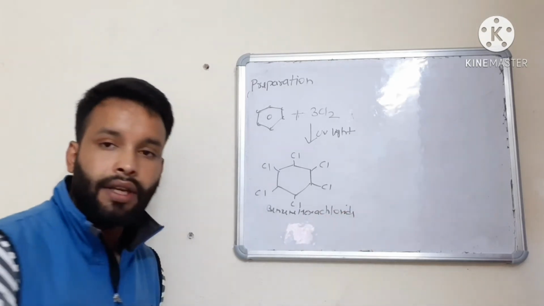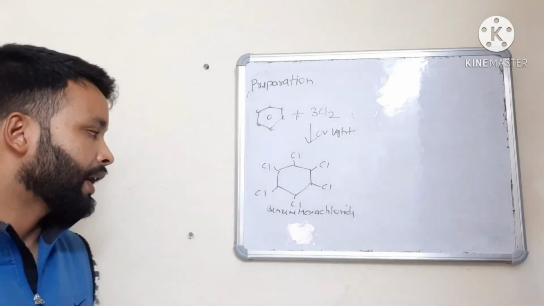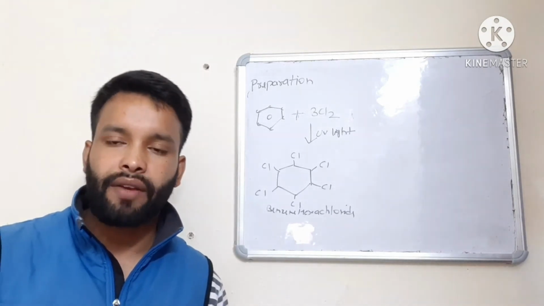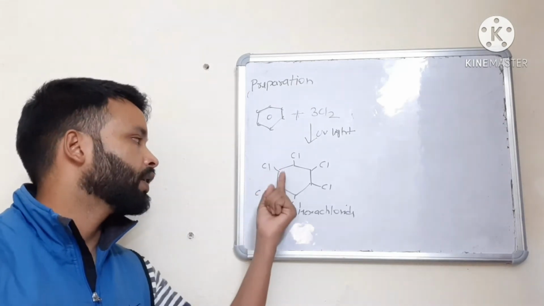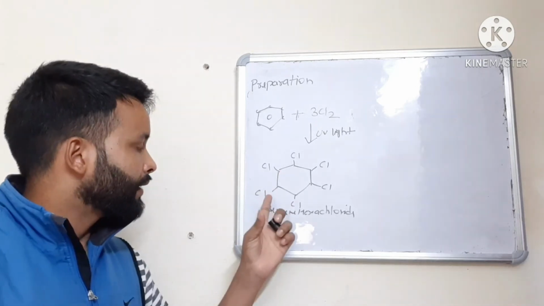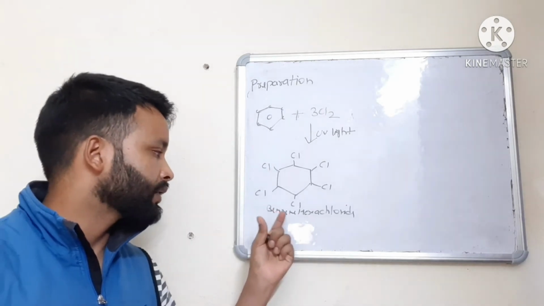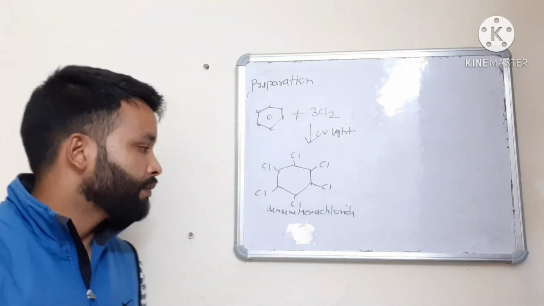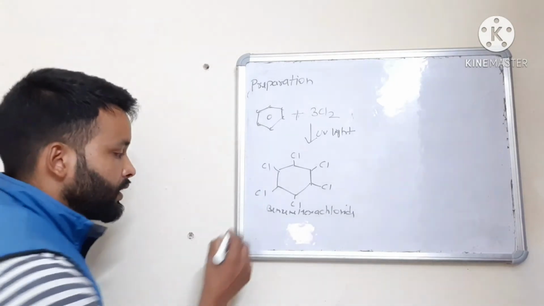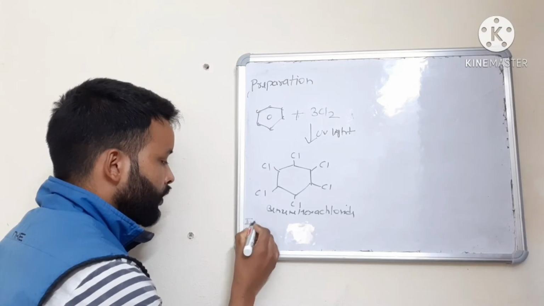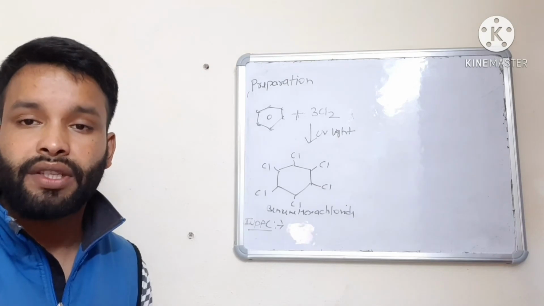Now the question is, if the bonds are dissociated, why are we calling it benzene hexachloride? This is the common name. When we write its IUPAC name, we will not mention benzene, because alternate double bonds are needed. At that time we will consider this ring as cyclohexane, but just for the common name we use the word benzene, benzene hexachloride. Now the IUPAC name, this is very important, because in many competitive exams the IUPAC name of BHC is asked.